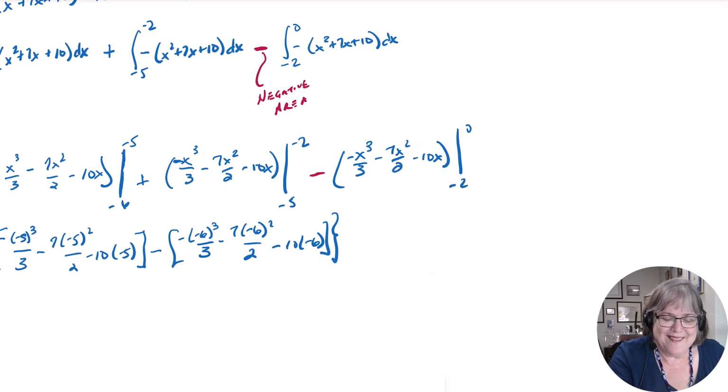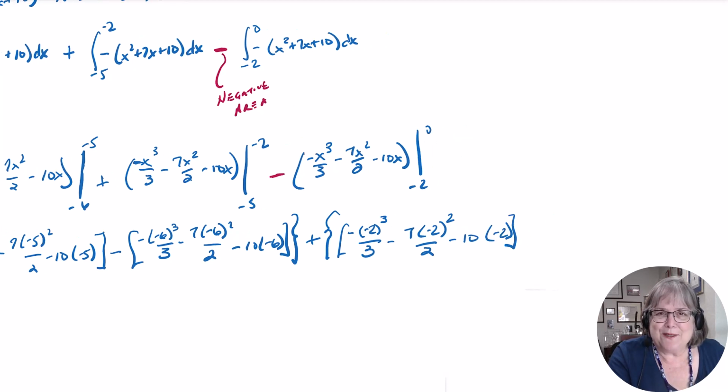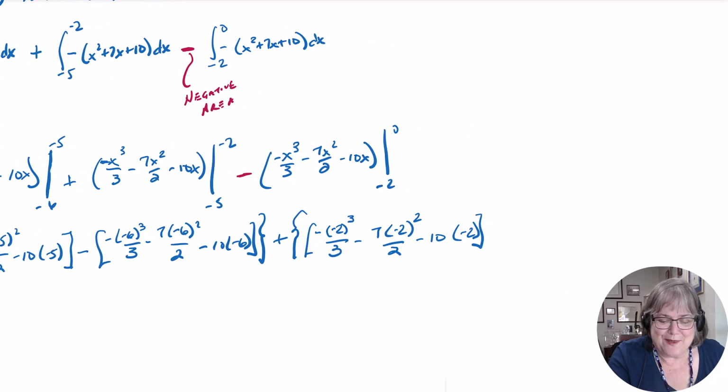Okay. Plus, all right. So then you would put in the negative of negative 2 cubed. I'm trying really hard not to lose a sign myself. Minus 7 times negative 2 squared over 2 minus 10 times negative 2. Your teachers are also concentrating really hard when they're doing this. Because we're all like, oh, don't let me do it wrong in front of the students.